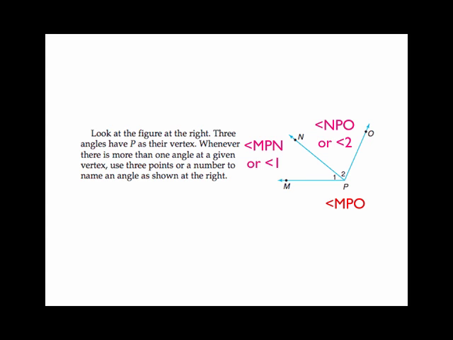So angle 1 is the angle MPN. Angle 2 is the angle NPO. And we have a third angle, which is the larger angle, the combination of angles 1 and 2, the angle MPO. Do you see all three of them?